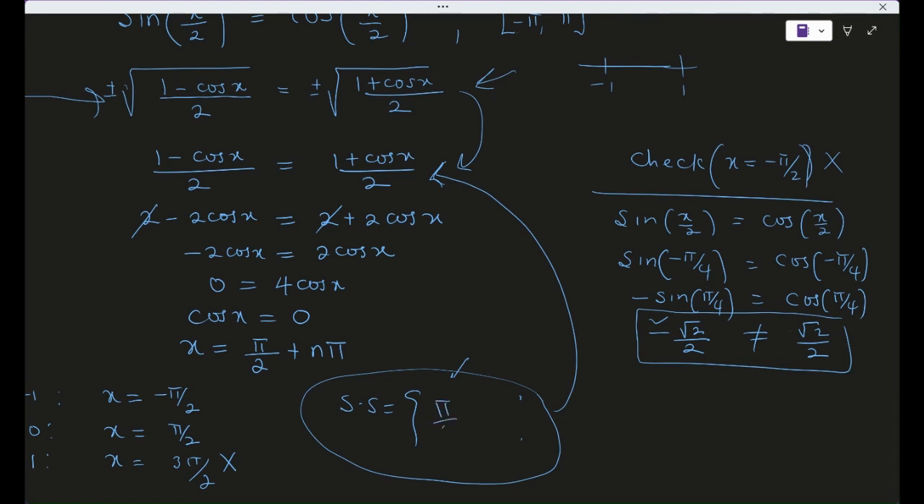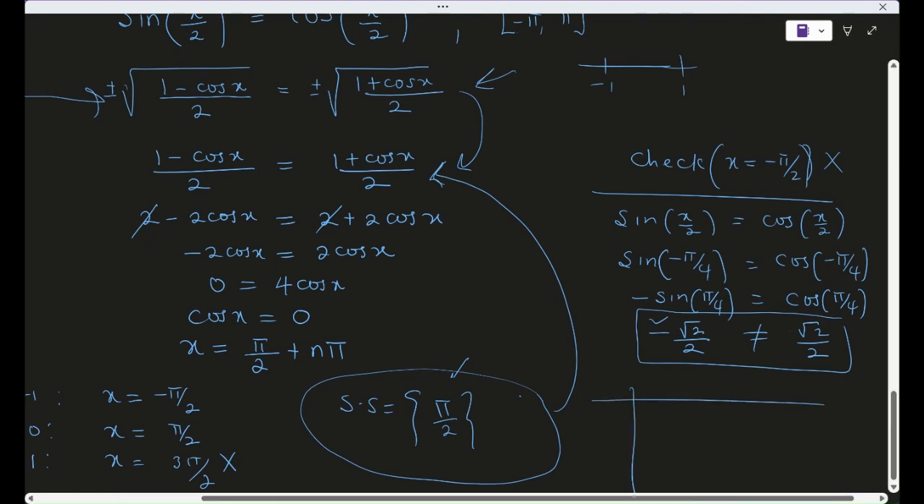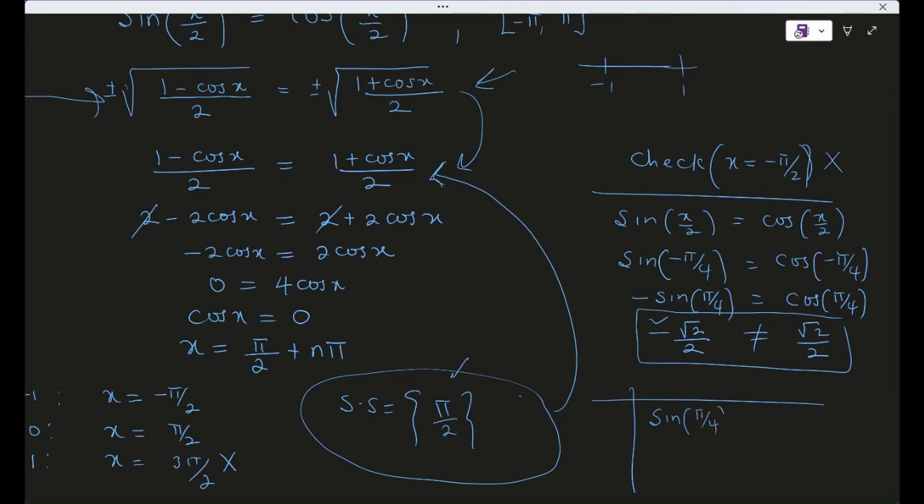Now, we can also check the pi over 2, but I think obviously if you check pi over 2, it's going to be the same, because you're going to have sine pi over 4, which is still going to be the same thing as cosine pi over 4. Yes. All right. So I hope this is clear.